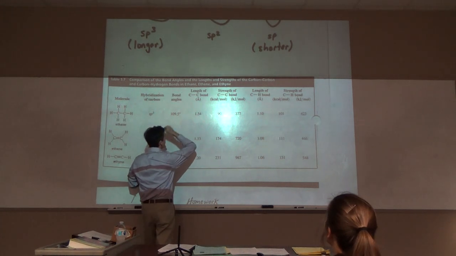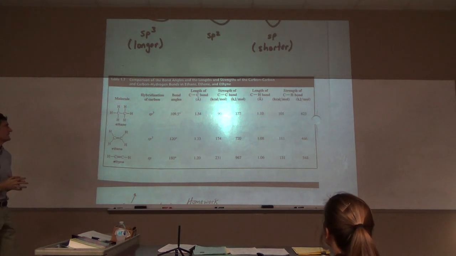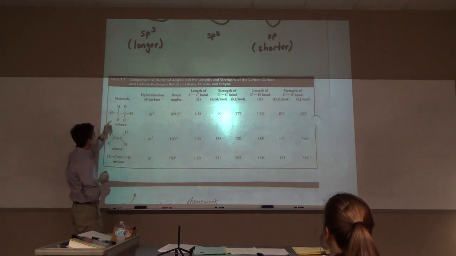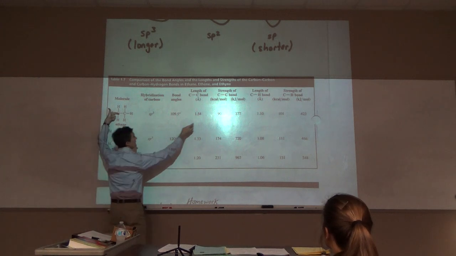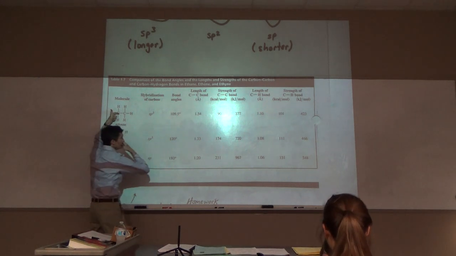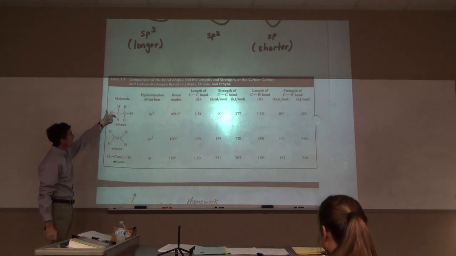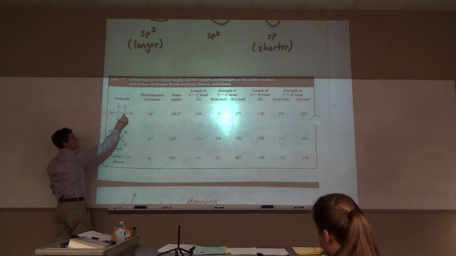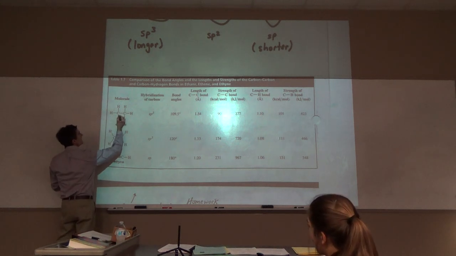Okay, we've got to be careful. This looks like he's talking about the CC single bond. Well, kind of is. We're talking about the distance between the two carbons. The interatomic distance is longer here. Usually bond lengths are given in angstroms. Longer. Why? What two orbitals are being used to make this carbon-carbon bond?